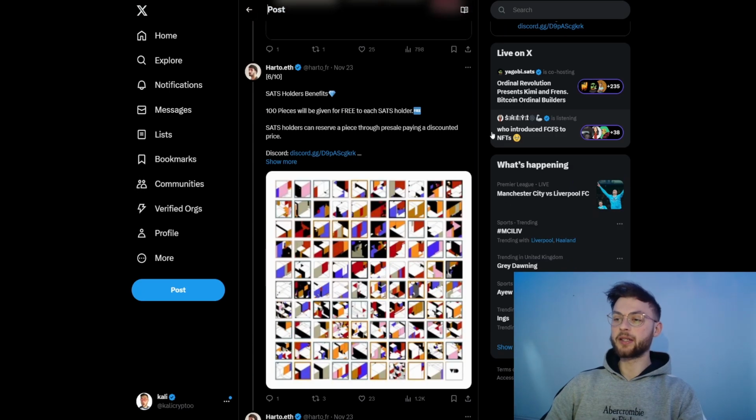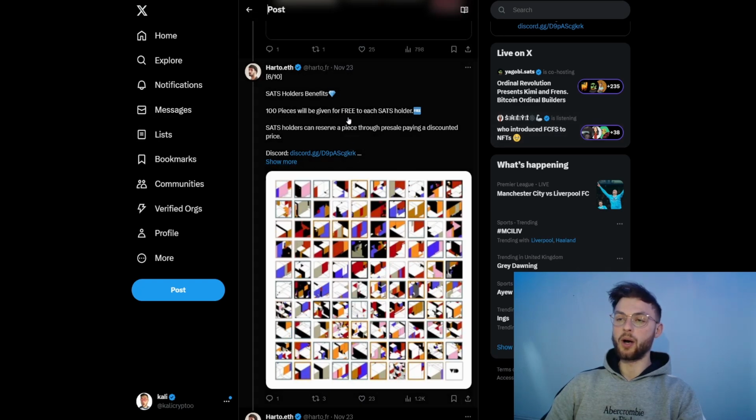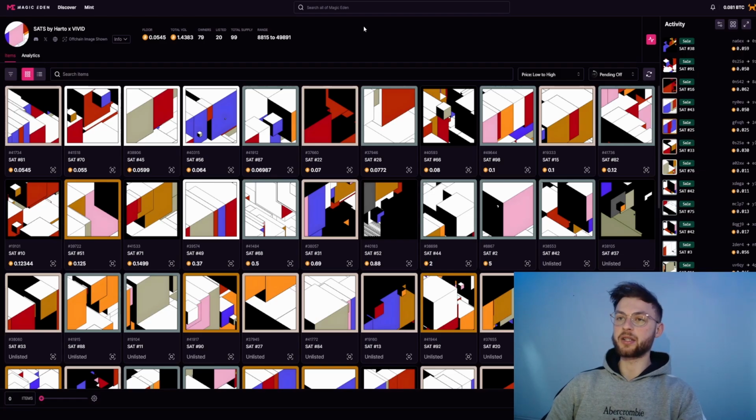Now the supply for this collection is 420 pieces, and they will have a public mint and also a whitelist mint. If you are interested in getting on the whitelist, you will need to have one of these 100 pieces, and this piece is going to give you a discount when it comes to the whitelist. You can find that collection on Magic Eden, and you can see there's only 100 pieces. They trade at 0.054 BTC for the cheapest one.